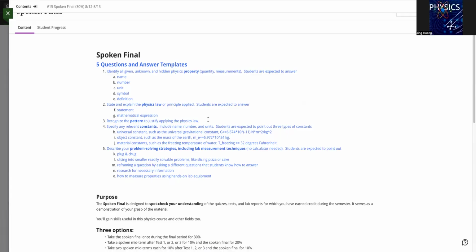And in chapter 3, we learn projectile motion. We introduce this new problem solving strategy that is to divide a problem into smaller, manageable parts. So that's what we call it, many different names. Some students like to call it slicing a cake, slicing a pizza, or divide it into different parts. Some students call it divide and conquer.